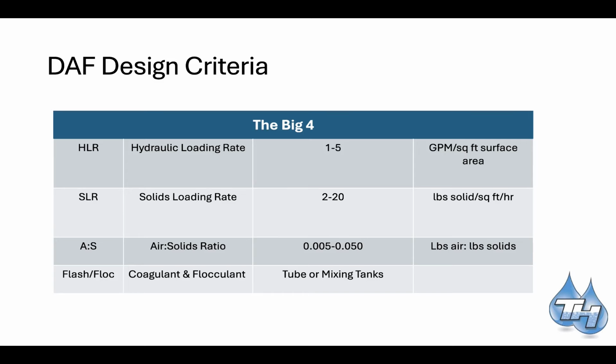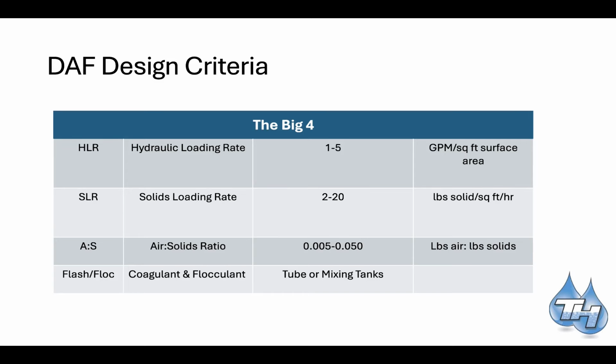In terms of HLR, you're looking at between 1 to 5 GPM per square foot of surface area. So what this means is, in an example application, if you had 500 gallons per minute coming on the inlet, and you wanted to do 1 GPM per square foot of surface area, you would have 500 gallons per minute, and you would want to have 500 square feet of surface area, and that would give you the value of 1.